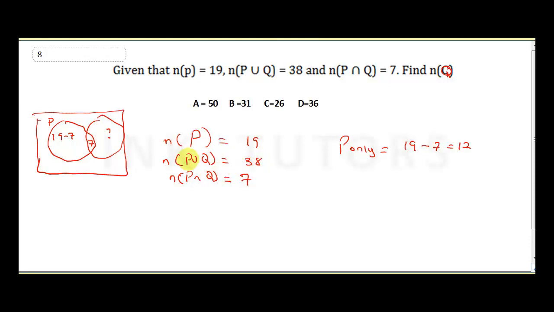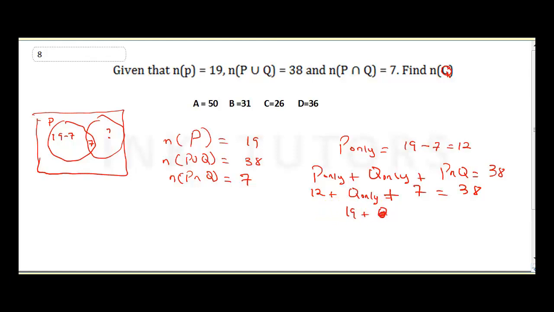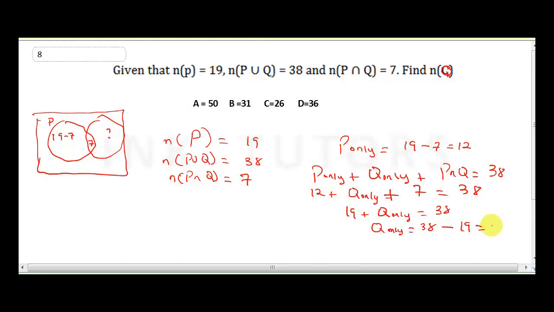So to get the number of people in Q, what we need to do is say P only plus Q only plus P intersection Q is going to give us our total, which is P union Q, that's 38. So our P only is 12, plus Q only, that's what we don't know, plus P intersection Q, which is 7, will give us 38. Now what we need to do is add up the numbers. 12 plus 7 is 19, plus Q only will give us 38. Therefore our Q only is going to be 38 minus 19, which is 19. Okay, now we've gotten our Q only.